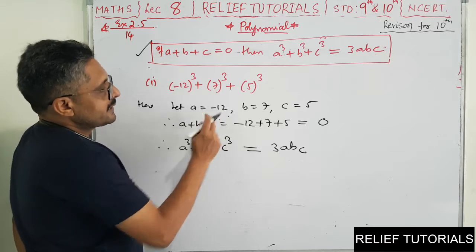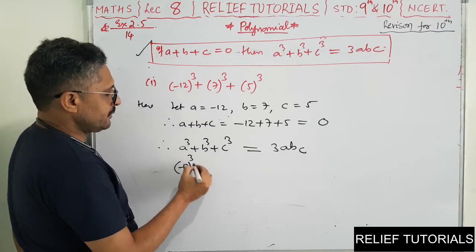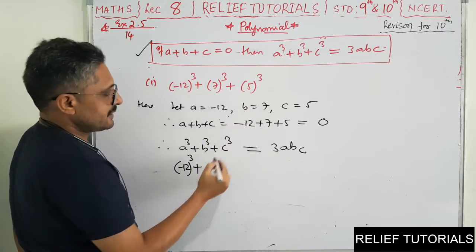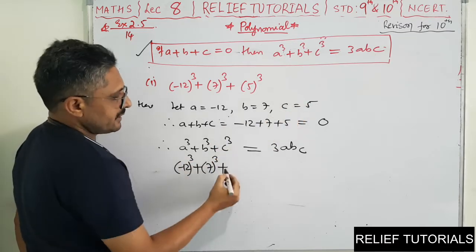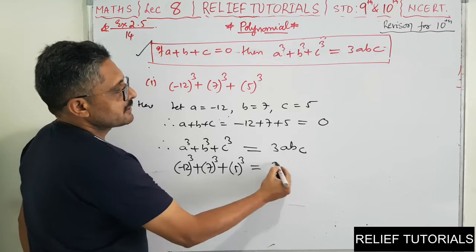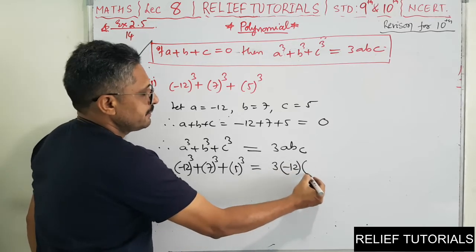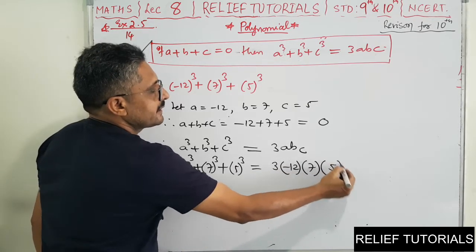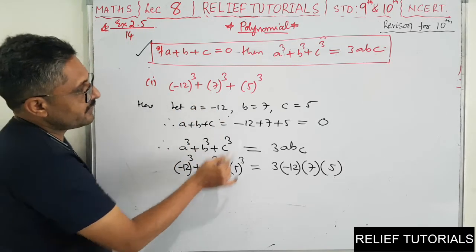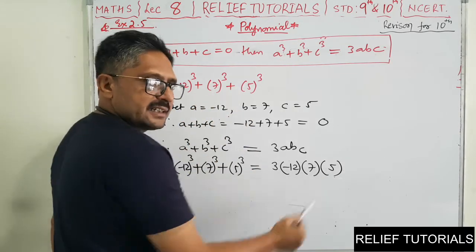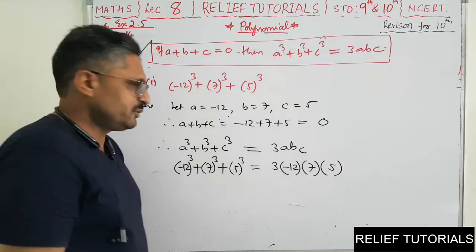Now a is minus 12, so I can write here minus 12 cube plus b, b is 7, so 7 cube plus c, c is 5, so I can write here 5 cube is equal to 3 into a, minus 12, b 7, c 5. So minus 12 cube plus 7 cube plus 5 cube is equal to 3abc. Directly you can do it without any calculation of cubes.